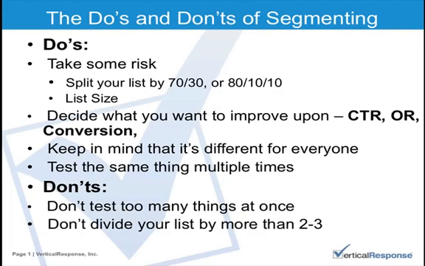And then really, we don't recommend either that you divide your list more than 2 or 3 times, just because it means you're testing a lot of different things. The list gets really small. It's better to have just a really small controlled population to go off of.